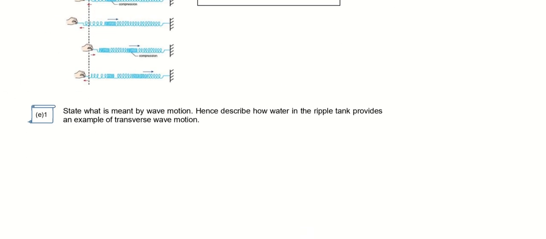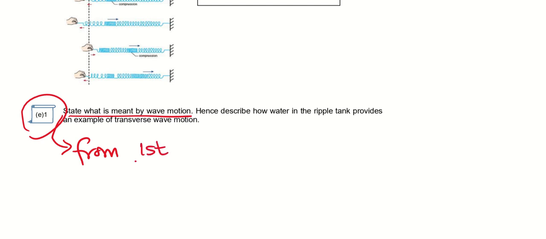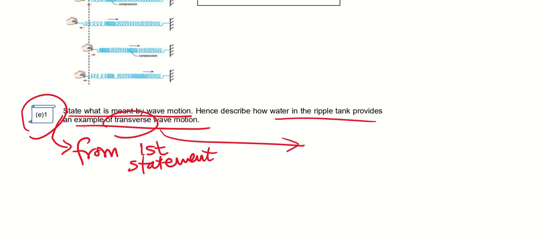Okay, state what is meant by wave motion. This is what was mentioned at the start of the lesson. And describe how water in a ripple tank provides an example of transverse wave motion. So they are asking us, how does it show that it's transverse? So transverse, what do you think of? Perpendicular, right?